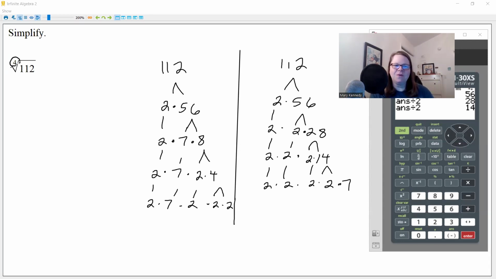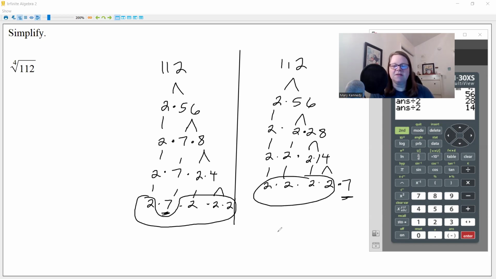We're doing the fourth root. That 4 tells you that you're looking for groups of 4 of the same number. And that works out nicely. We do have a group of 4 of the same thing. I have 1, 2, 3, 4 2s, and I have a 7 that's left over here.